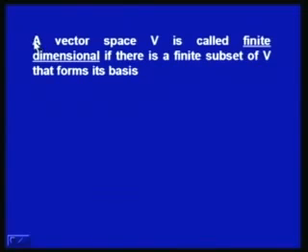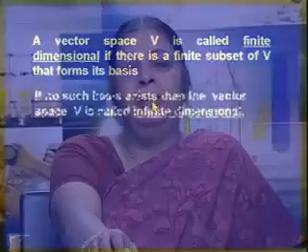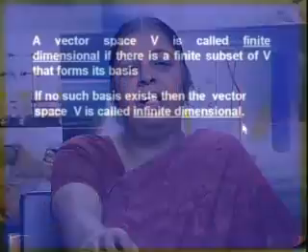Another definition: a vector space V is called finite dimensional if there is a finite subset of V that forms its basis. If no such basis exists, then the vector space V is called infinite dimensional.